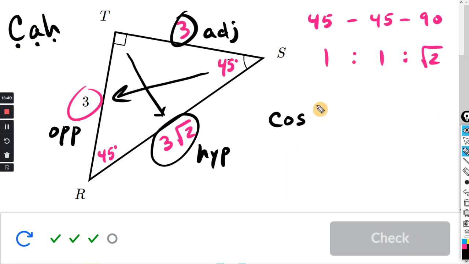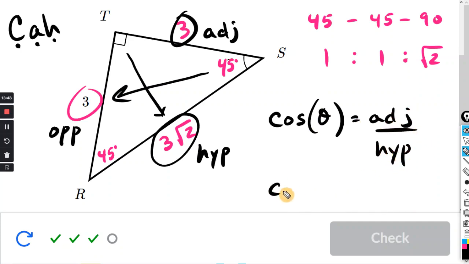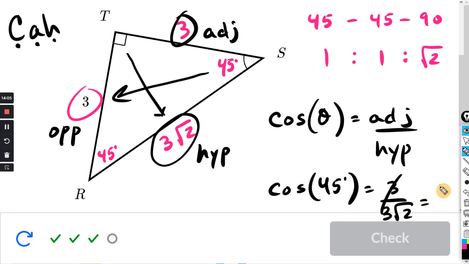All right, so cosine of the angle theta is going to be adjacent over hypotenuse. So we are looking at the cosine of 45 degrees. And that's going to be adjacent, which is 3, over hypotenuse, which is 3 radical 2. The 3's cancel, and it's just 1 over radical 2. Okay, Connect accepts it like that.